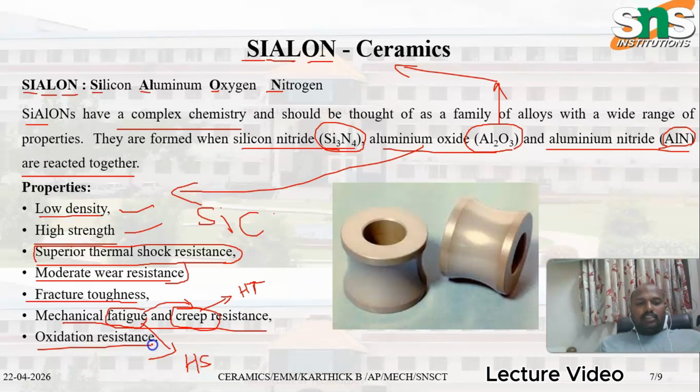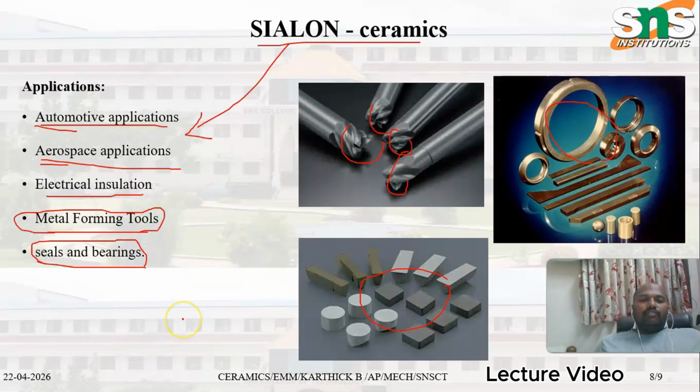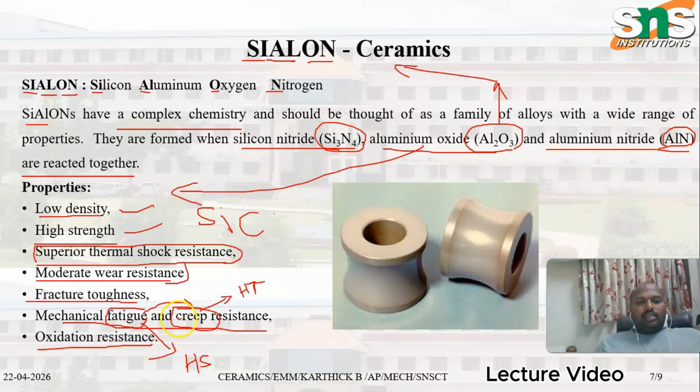The next one is oxidation resistance. This can be easily used in metal forming tools, in order to avoid oxidation.